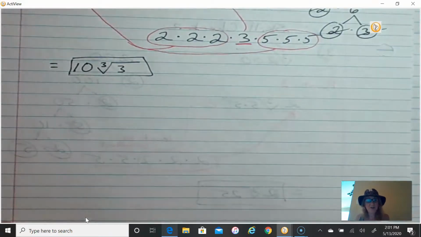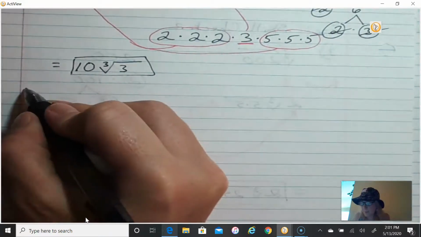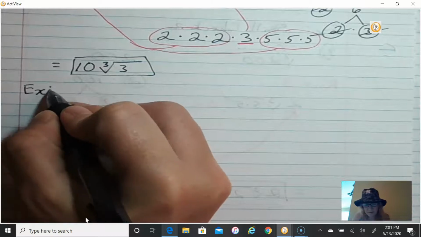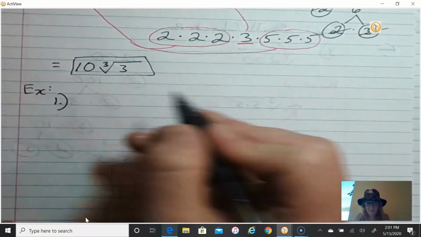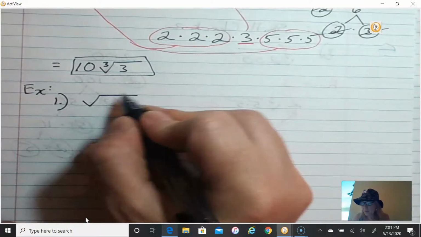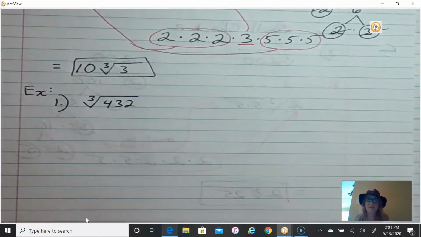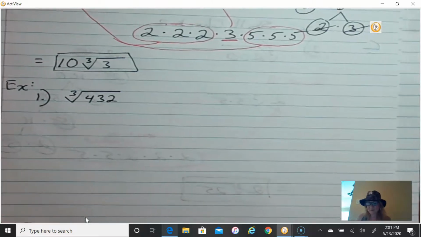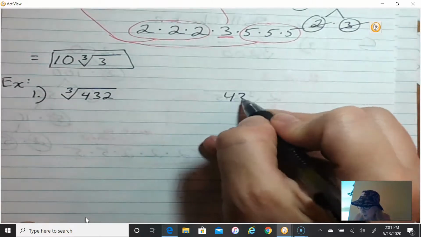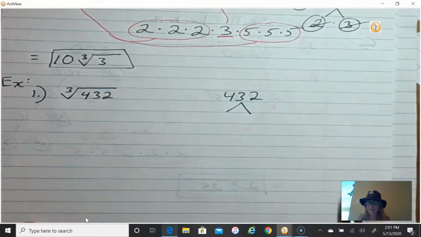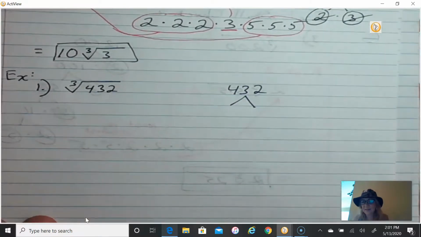Okay, now I'm going to do 2 more examples, and these are from my book, not yours. Okay, cube root of, and remember we're simplifying. If you're like, why are we doing this? We're simplifying. Just go with it. 432, because this stuff isn't bad. All right, here we go.